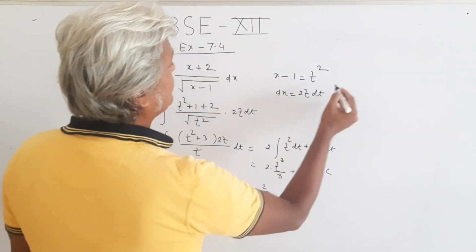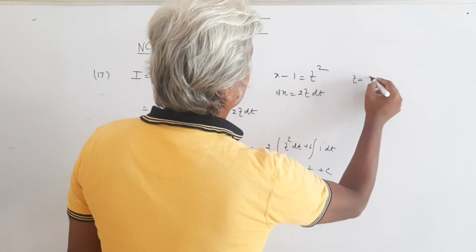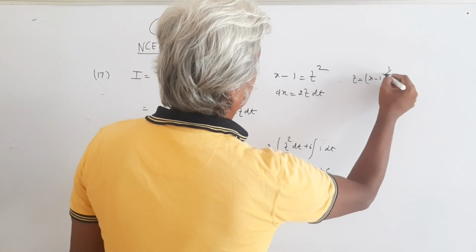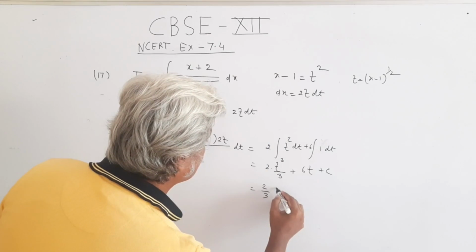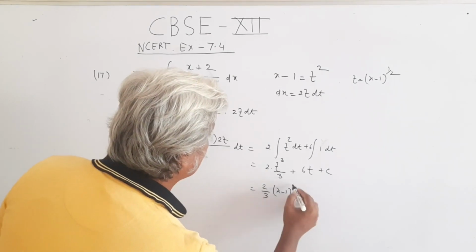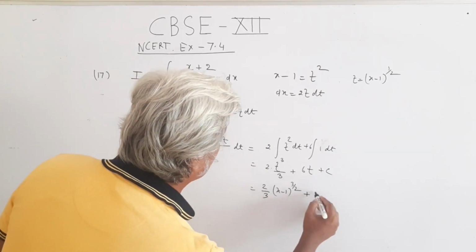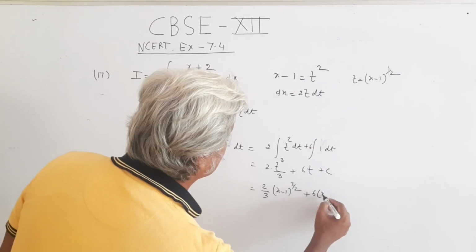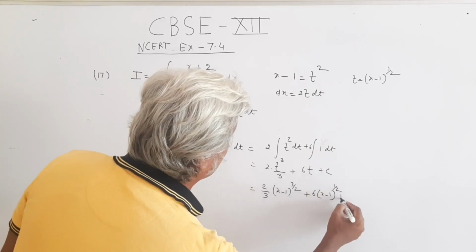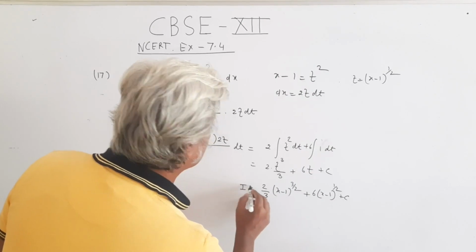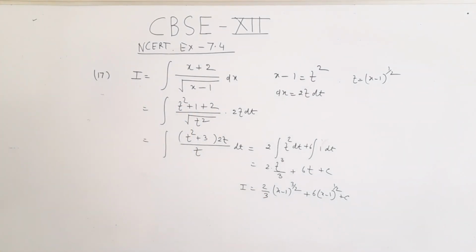This is 2 by 3. What is t here? You see, t is x minus 1 to the power half. So this becomes 2 by 3 times x minus 1 to the power 3 by 2 plus 6t, that is 6 times x minus 1 to the power half, plus c, and this is your integral. So this is done. Now I go for question number 18.